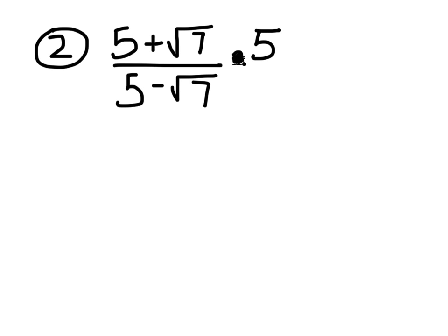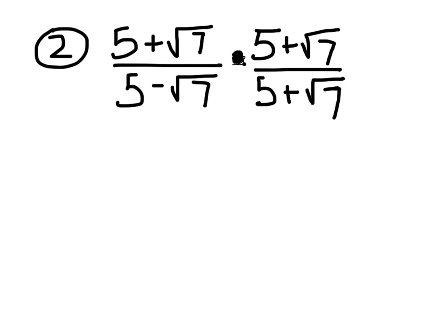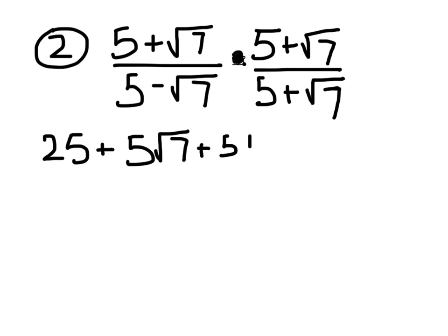So if I'm going to multiply the denominator by 5 plus square root of 7, I also need to multiply the numerator by 5 plus square root of 7. I'm double distributing in the numerator and the denominator. In the numerator I'll get 25 plus 5 square root of 7 plus another 5 square root of 7 plus radical 7 times radical 7 is just 7.